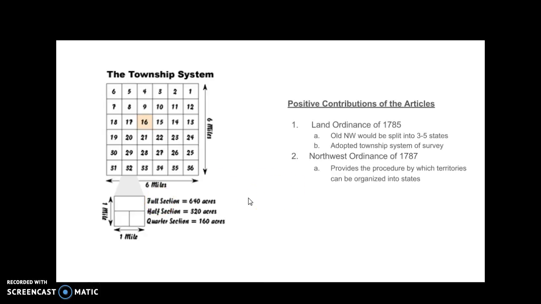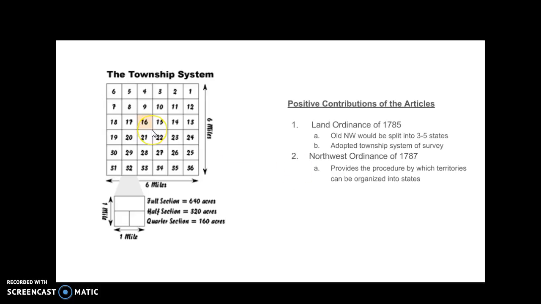So the first piece of legislation is the Land Ordinance of 1785. This said that the Old Northwest would be split up into 3 to 5 states. And to establish settlement and to sell the land to either companies or to individuals in an orderly fashion, so it's not chaotic, they adopted the township system of survey. And so they looked at New England and they looked at the states in New England and how they set up these towns, and everything was ordered and everything was on a grid. And they adopted that township system of survey.